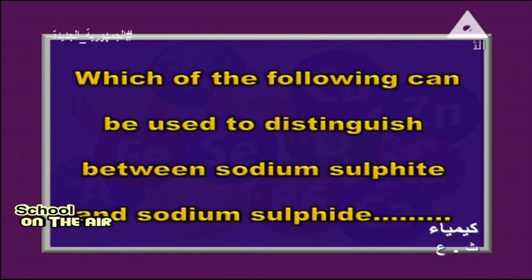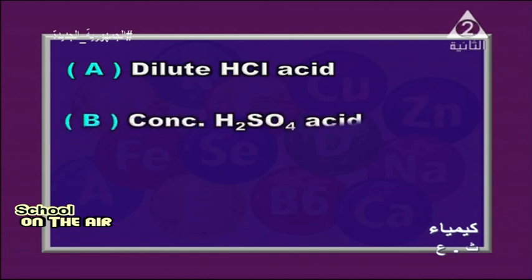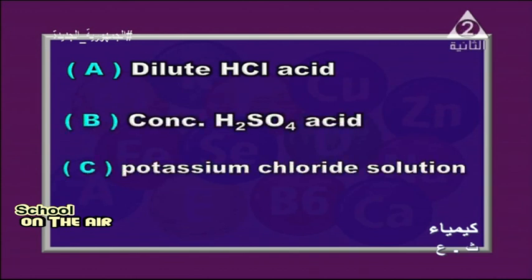Next one. Which of the following can be used to distinguish between sodium sulfide and sodium sulfite? Is it dilute hydrochloric acid, concentrated sulfuric acid, potassium chloride solution, A and B? If you think about it, the answer will be A and B, as their acids are more stable than the acids of these anions.